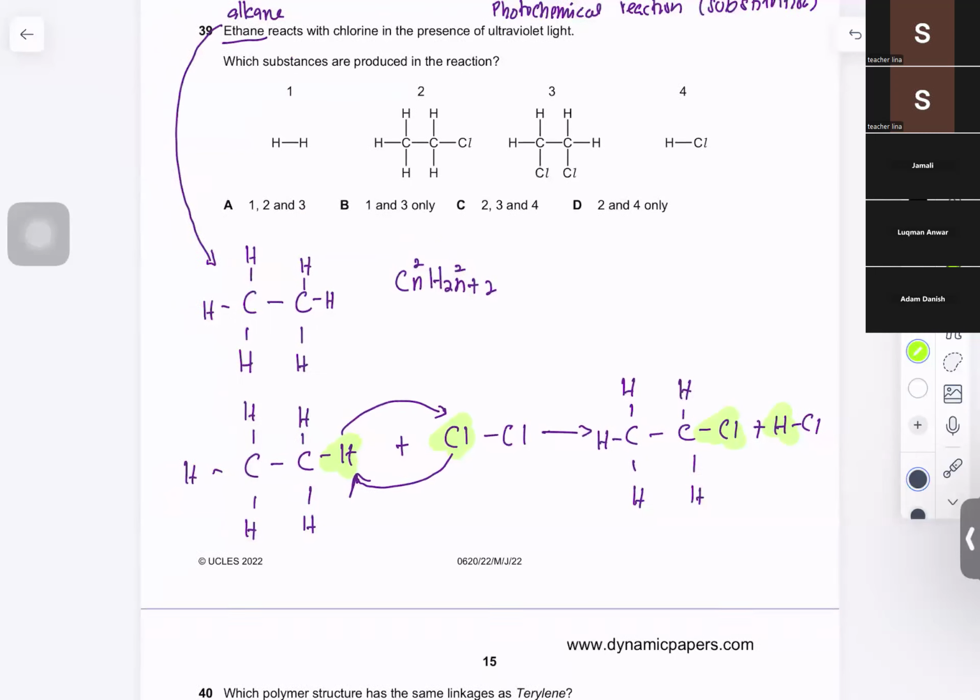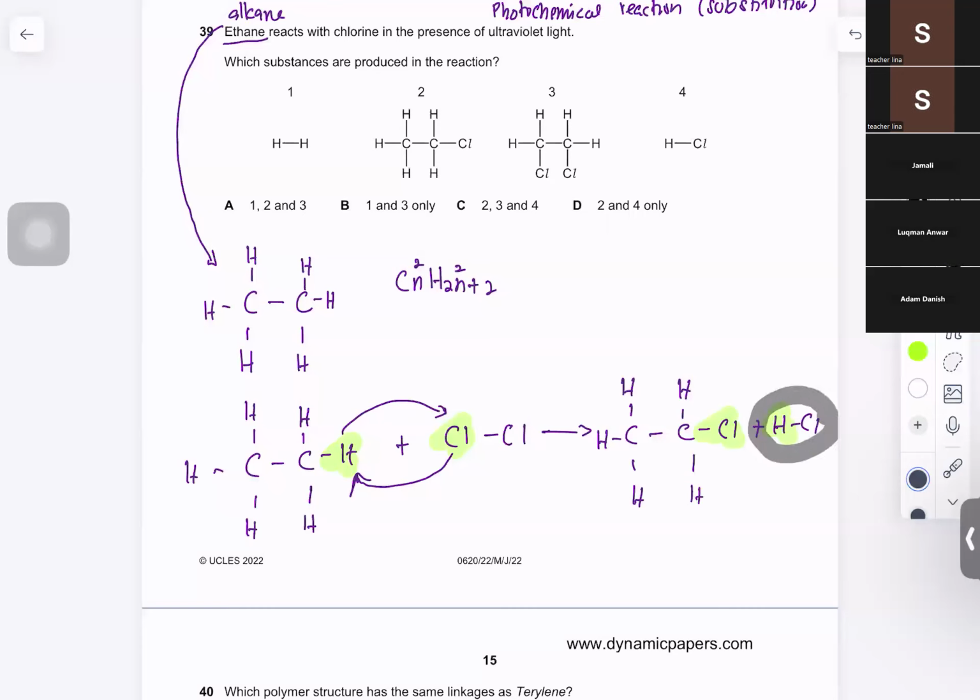Alright, so they ask which substance is produced in the reaction. Then you see, we can produce HCl. When we can produce the HCl, number 4 is correct. So number 4 is correct, so teacher cancel. Then it is either C or D.